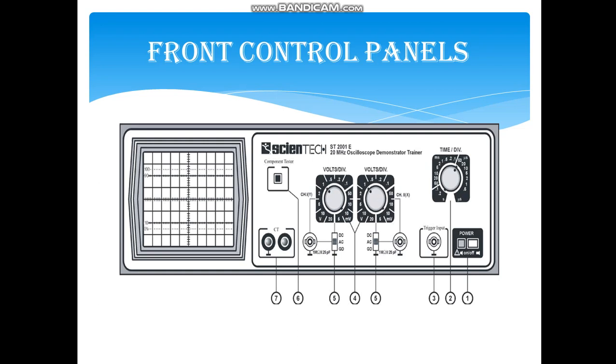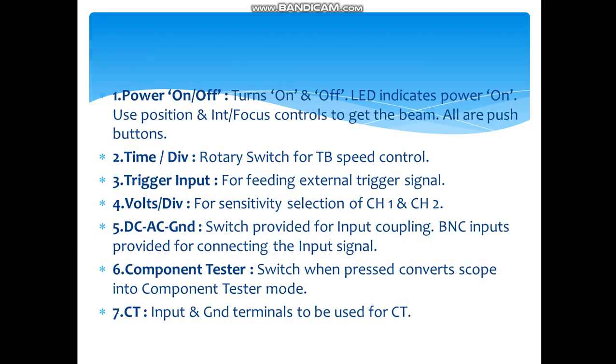In this, we have seen it is marked with different numbers. Now we are going to see exactly what is present at each number. First, at position 1, we have the power on off switch. As we know, the purpose of the power on off switch is just to turn the CRO on and off. Next, you have the time division switch, which is used for time base speed control. Next you have the trigger input, which you can use for providing an external trigger signal.